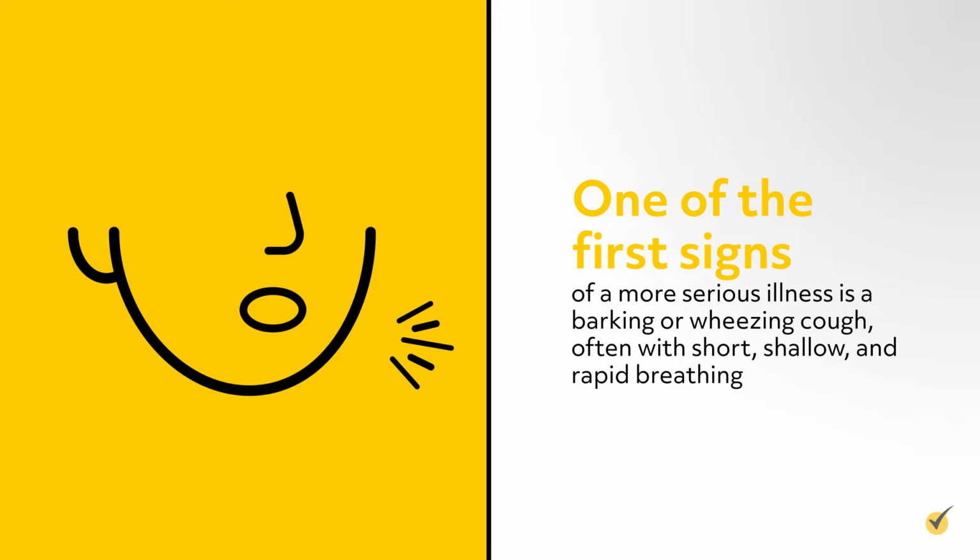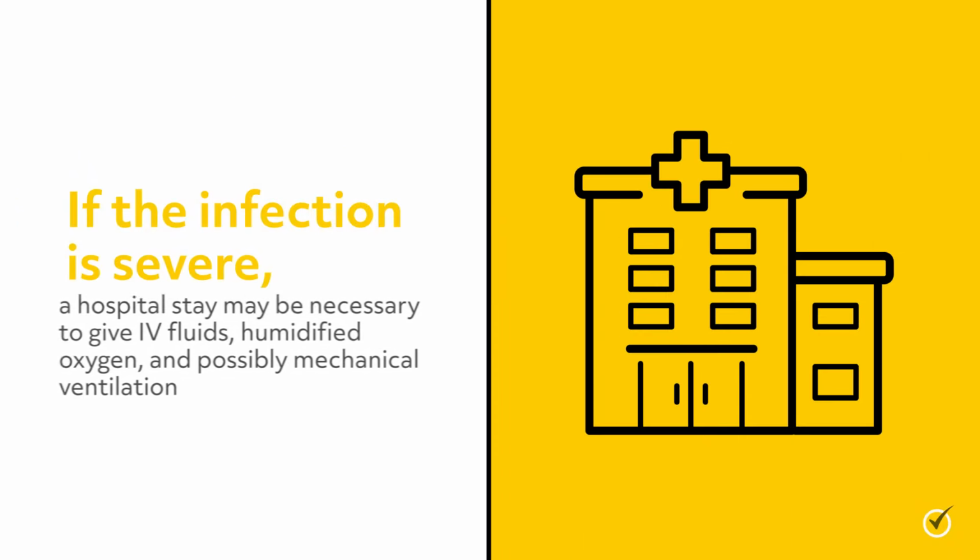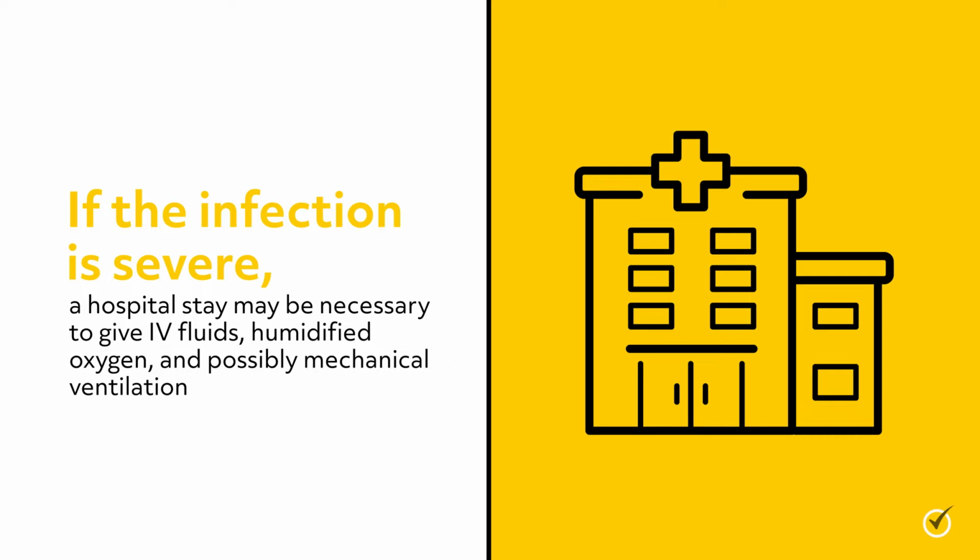One of the first signs of a more serious illness is a barking or wheezing cough, often with short, shallow, and rapid breathing. If the infection is severe, a hospital stay may be necessary to give IV fluids, humidified oxygen, and possibly mechanical ventilation.